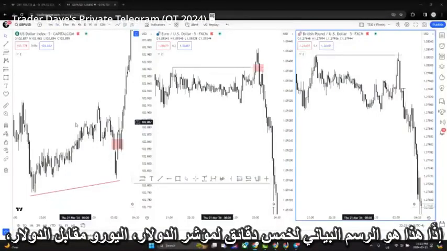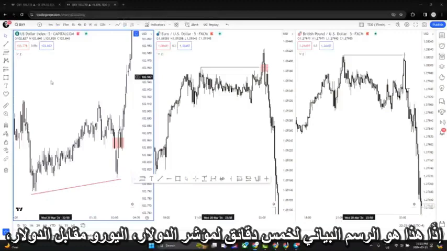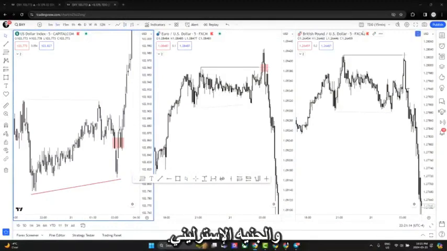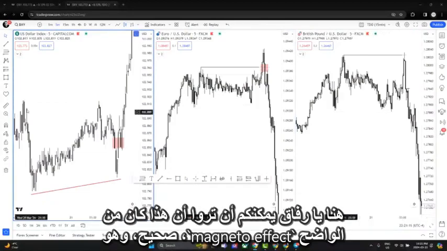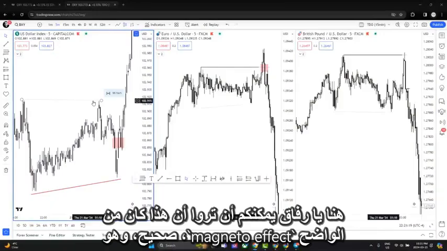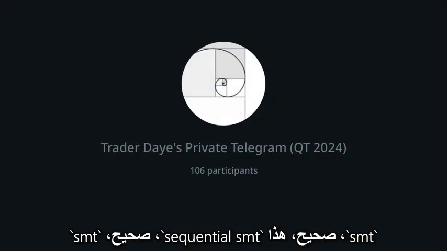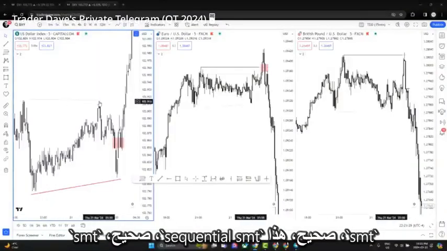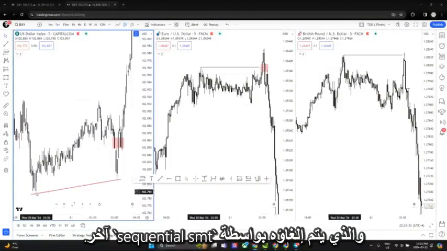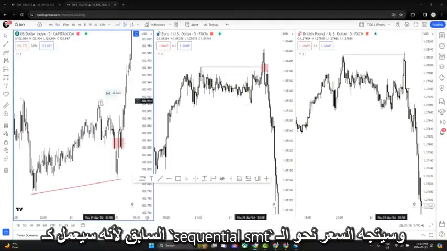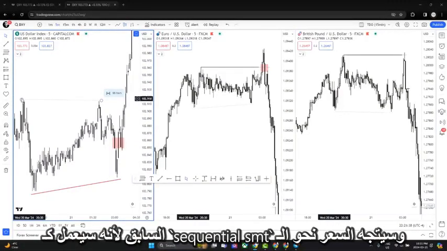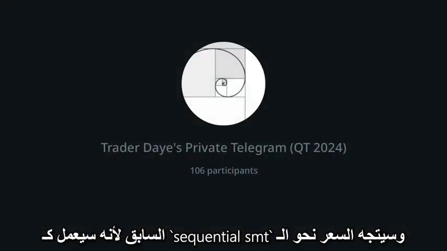So this is the 5-minute chart for the dollar index, EURUSD, and the Great British Pound. Here you can see that this was obviously the Magneto effect, which is where you will have a sequential SMT, a sequential SMT which is cancelled by another sequential SMT, and price will run towards the previous sequential SMT as it will act as a magnet.